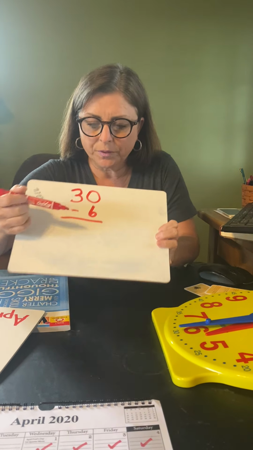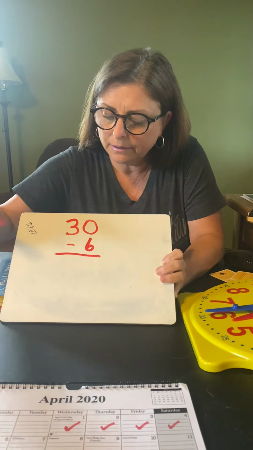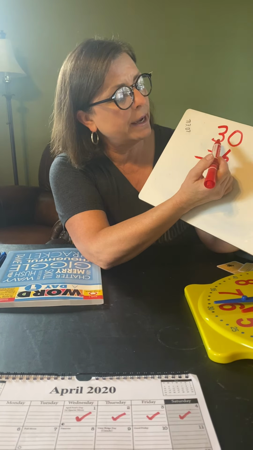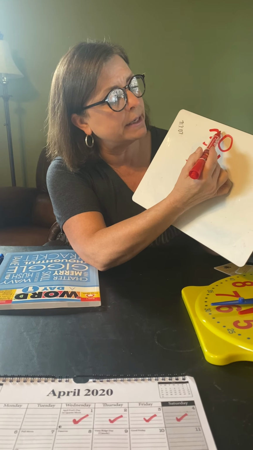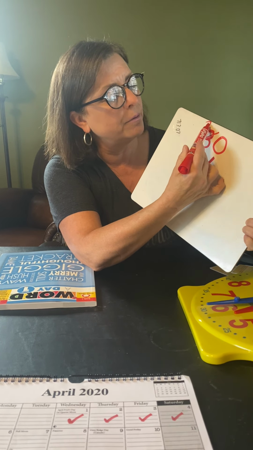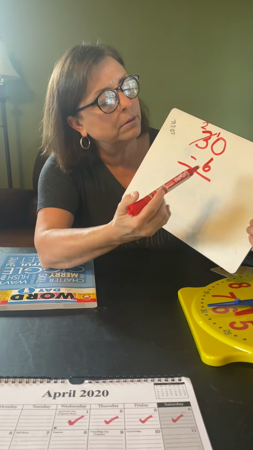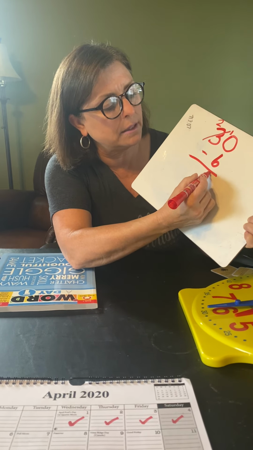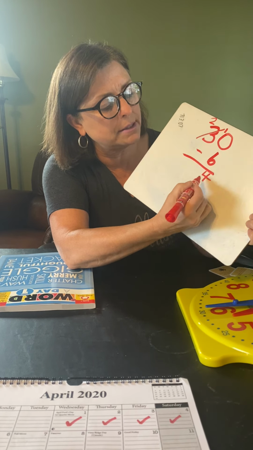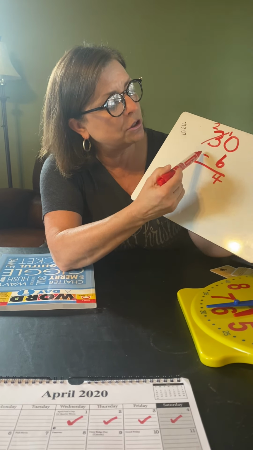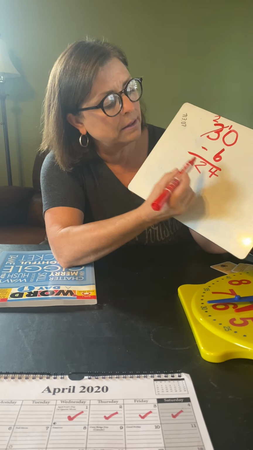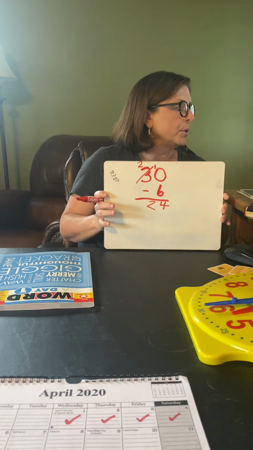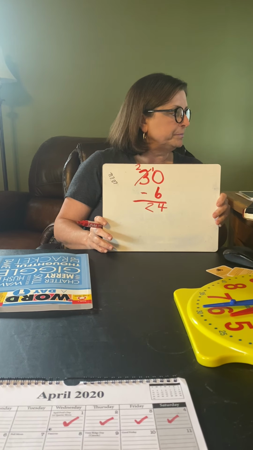Uh-oh. We cannot take 6 from nothing. We're going to have to go over here to the tens place and borrow. Now, we have 10 minus 6 in the ones place. 10 minus 6 equals 4, and 2 minus nothing equals 2, so 24. There's 24 more days in the month of April.